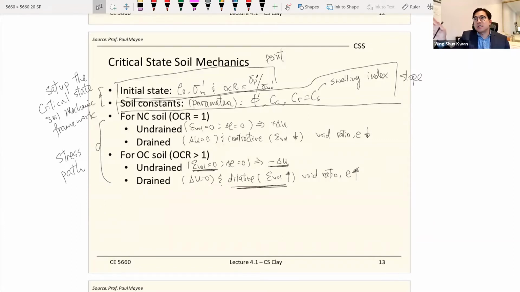But the fancy computer model will be way beyond this class lecture. So the expectation, the learning objective for this course is for you to understand the framework of critical state soil mechanics. So when we work on examples today, and also your homework 5, hopefully give you a better idea on what is the expectation of this course, because this topic can go deep.